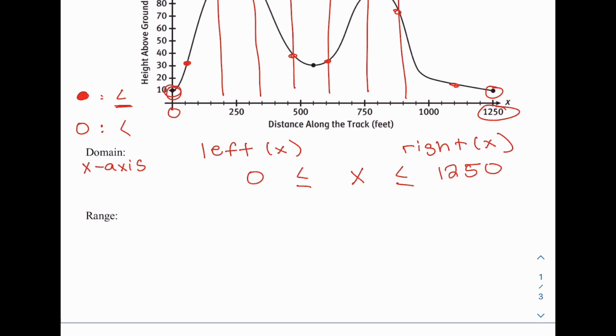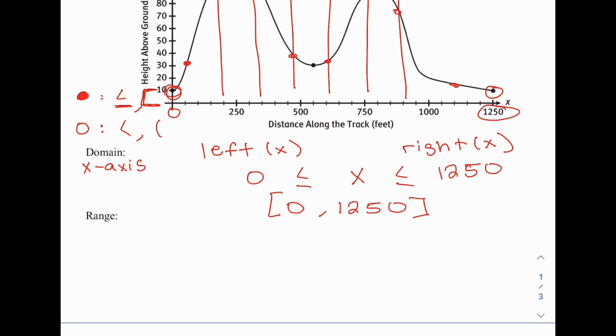You can also write domain by taking the leftmost value and the rightmost value. And if it's a closed circle, you'll use a bracket. And if it's an open circle, we use a parenthesis. So because both of these values have closed circles, we would use brackets for our interval. This is two ways to write domain.